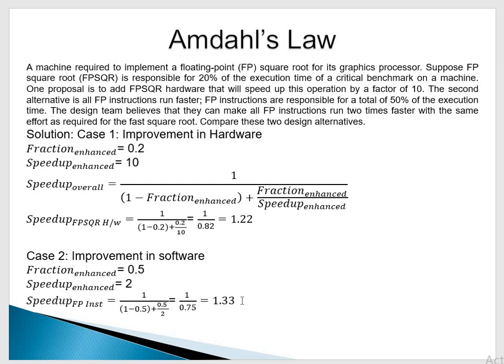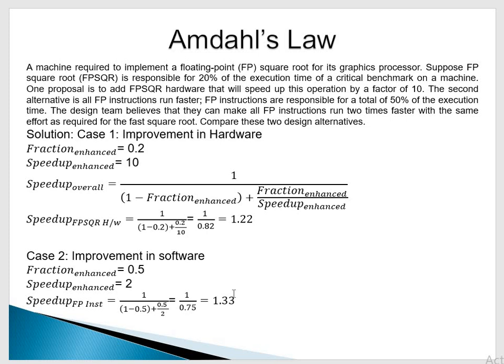The meaning of this is: which approach will give us the better result? The second one. Why is the second case better than the first case? Because the frequency of occurrence of floating point instructions is high. It is 50%. That is why we get better performance if we enhance the floating point instructions.